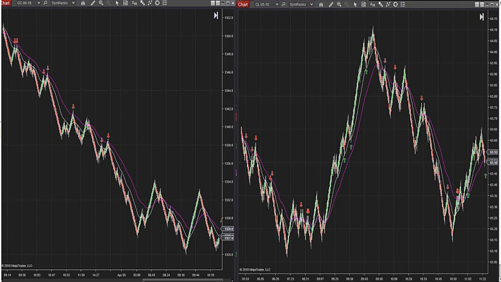What I tried to do is eliminate any lower probability trade. In other words, I tried to eliminate a retracement that was too shallow, where it could possibly go to a full retracement. So let's just get started right away.